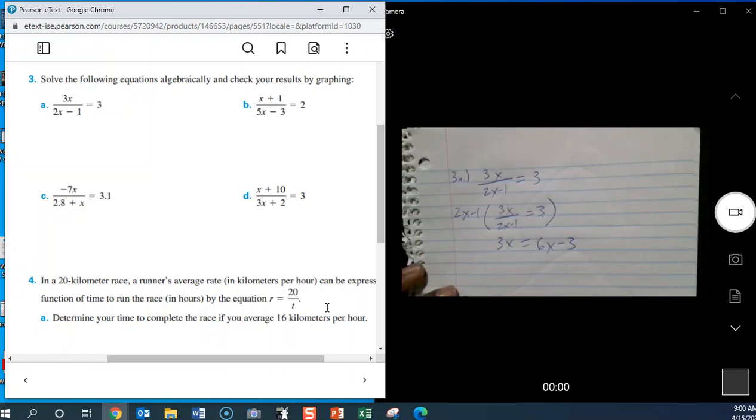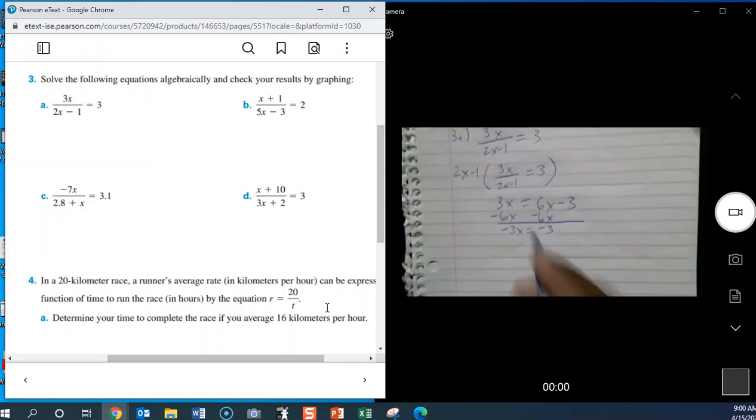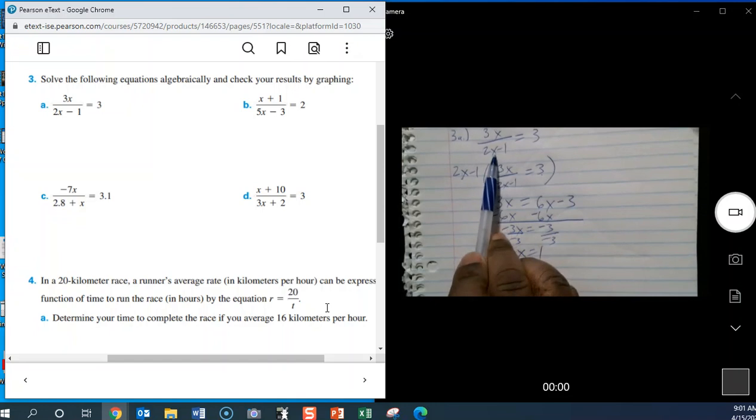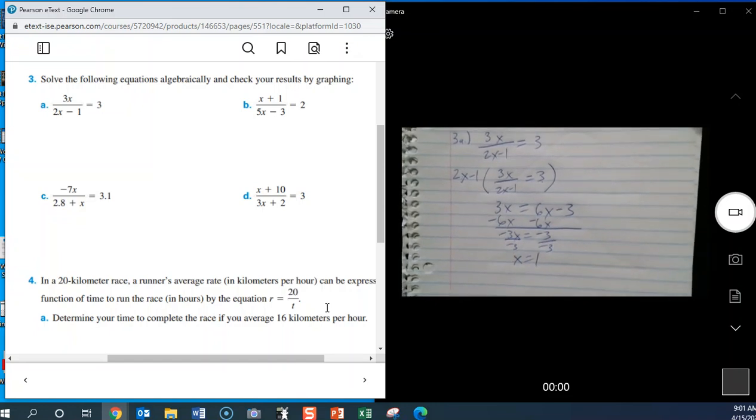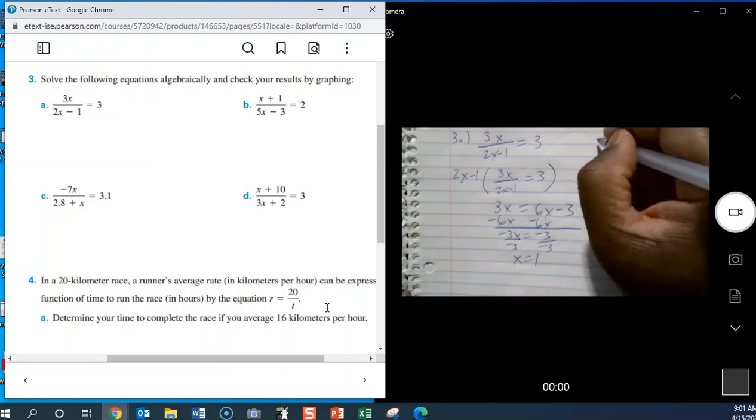Now we would solve for x. We could subtract 6x on both sides, and we have negative 3x is equal to negative 3. We'll divide each side by negative 3, and x is equal to 1. Now, before we go on, we have to check and make sure that this 1 does not cause this denominator to be undefined or impossible. If we put 1 in here, 2 times 1 is 2 minus 1 is 1. So we know that this will actually work. All right, now we go to 3b.